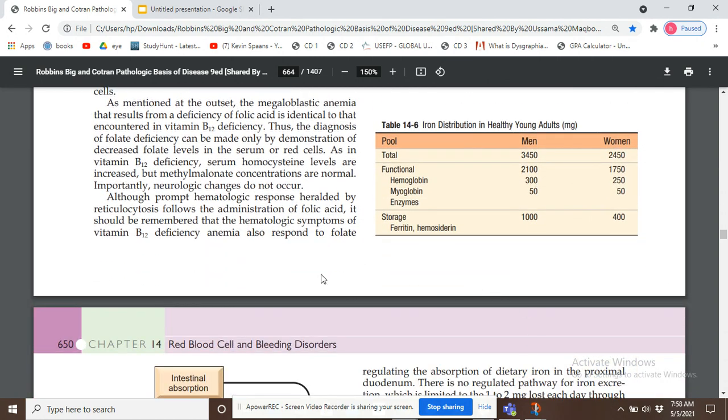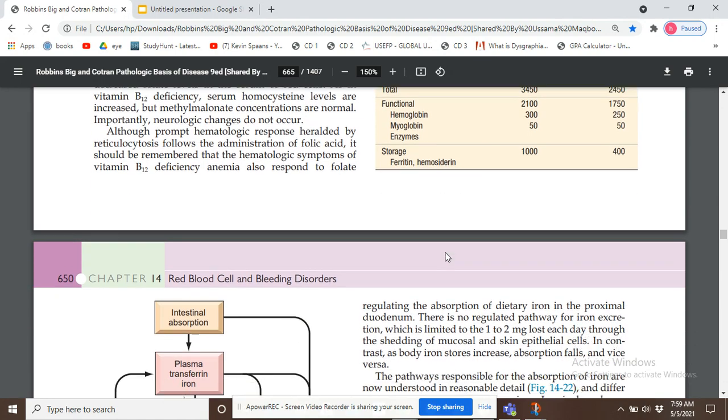Now this is a very important table that is showing two forms of iron present in our body. First is the functional, second is the storage. Functional form of iron includes hemoglobin, myoglobin, enzymes, for example, catalase, and storage form of iron includes ferritin and hemosiderin.